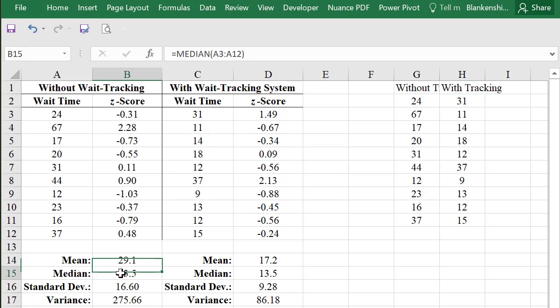So for the average, you can use the median function. You can also calculate the standard deviation using a function as well. Notice that this is for the sample, not the population. You don't want the population because you don't have the entire population of all patients. Then you can do the same thing, and then you square that to get the variance.